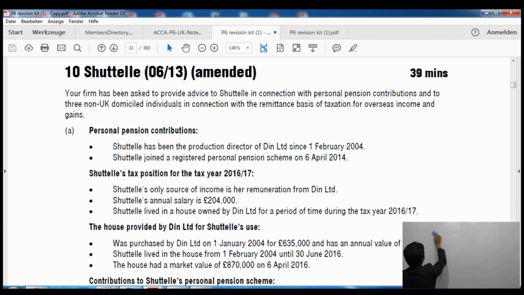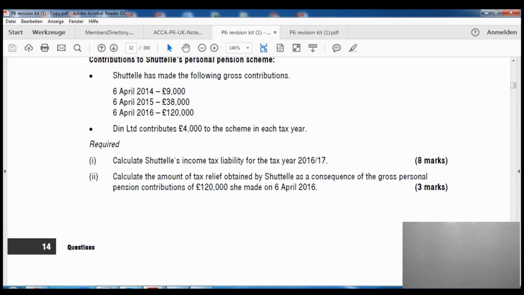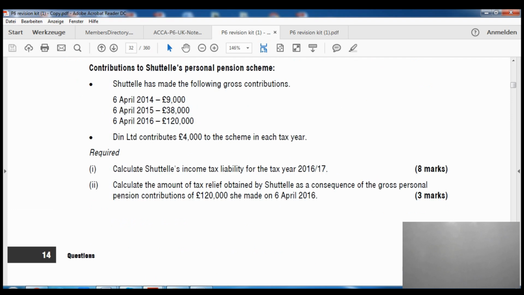We are doing part A for now, which is relevant to pensions. I think it is part A. Let me see. Yes, it is part A. So please read the requirement now. As you can see on your screen, it says calculate Shuttle's income tax liability for the tax year 16-17. Shuttle is a name. So we have to calculate income tax liability for Shuttle for the tax year 16-17.